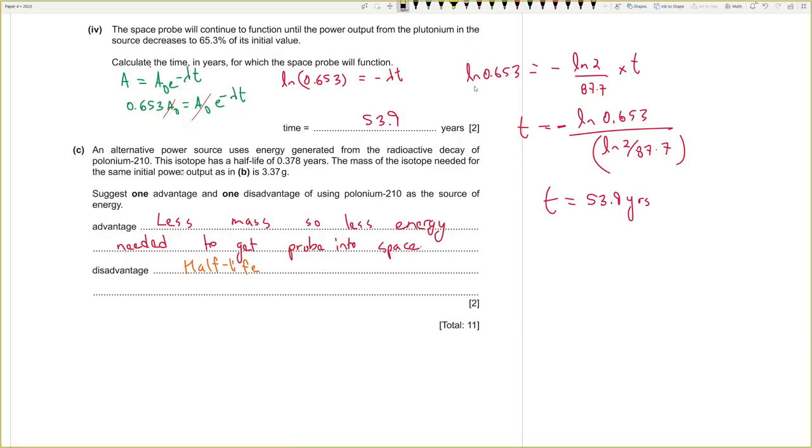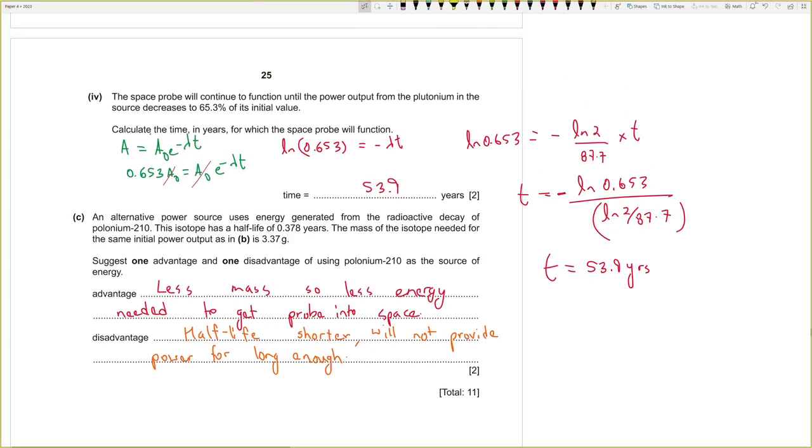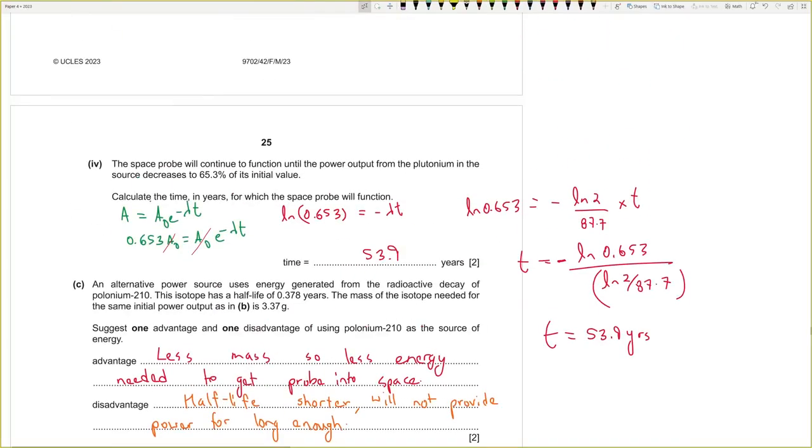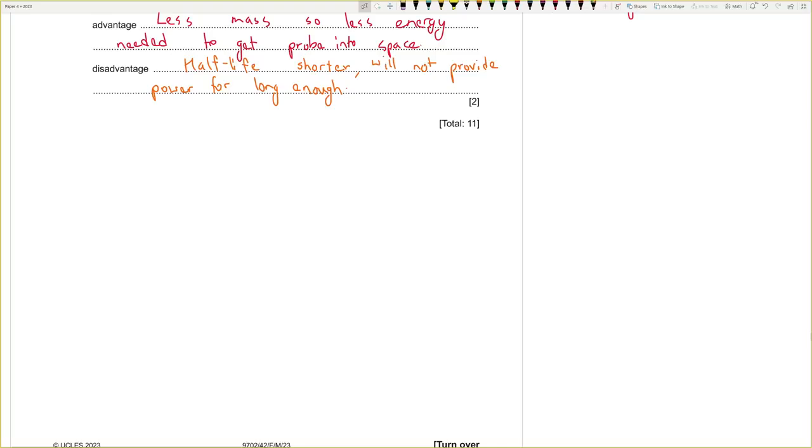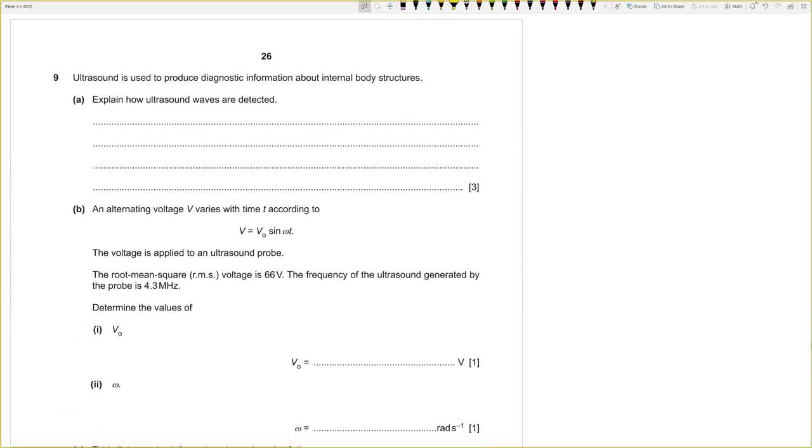So the half-life is shorter, so it will not provide power for long enough. Okay, that's the issue. All right, we're done with question number 7. Sorry, question number 8. Let's move on to 9 and 10, the last two.